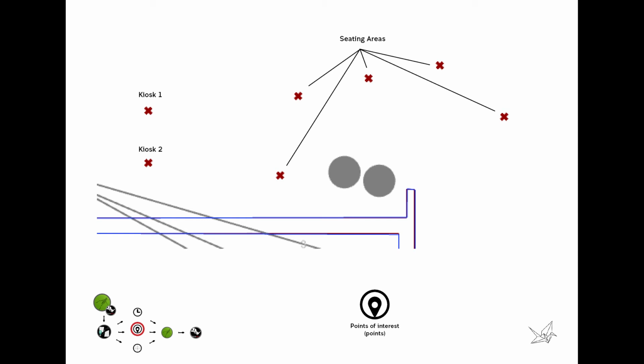Now, these are differentiated by how long the agent will stay there. As kiosk 1 and 2, agents will only stay there for a fraction of the time that they will stay in the seating area. Something I still have to fix though is that I have to make these tangible objects, because right now the agents will just pass through them.